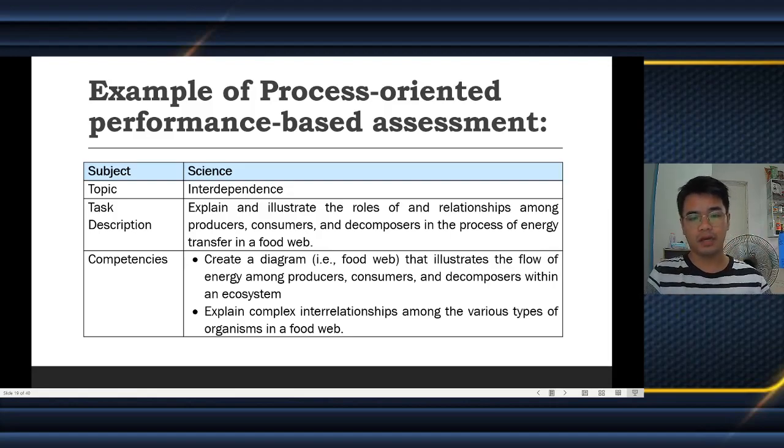Okay, so for example, create a diagram that illustrates the flow of energy among producers, consumers, and decomposers. And then the second one is explain complex interrelationships among the various types of organisms in the food web. So in this case, people, these competencies are specific tasks that the student should do in order to achieve what is described in the task description. Okay? So it's like a specific task in order to achieve a general idea, a general objective. So the general objective is explain and illustrate, so on and so forth. So what should the students demonstrate in order to achieve this particular general objective?